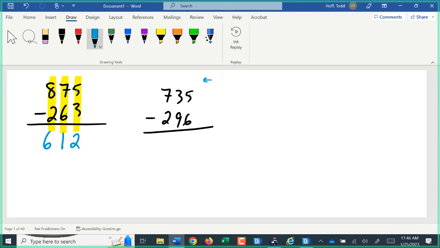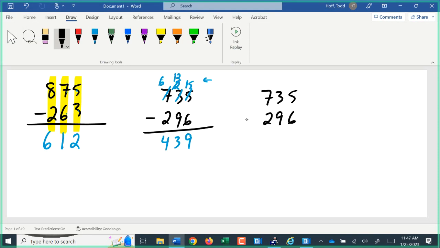5 minus 6 can't be done, so we're going to borrow from the 3. That's a 2. This now is a 15. 15 minus 6 is 9. 2 minus 9 can't be done. We borrow from the 7. That's a 6. This is 12. 12 minus 9 is 3. And 6 minus 2 is 4. Now again, that process of borrowing is only one of the methods that could be used.